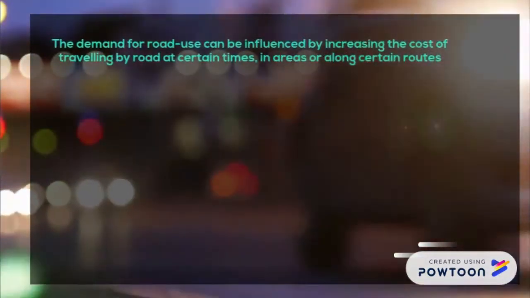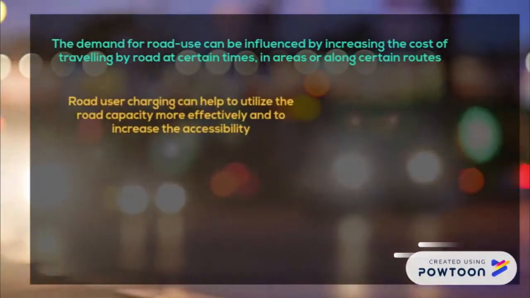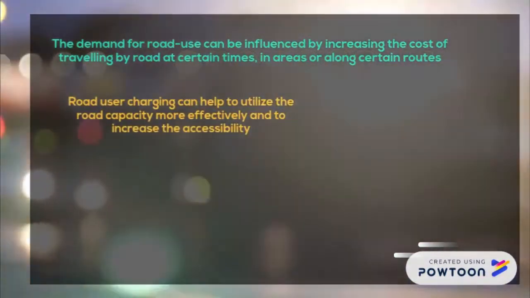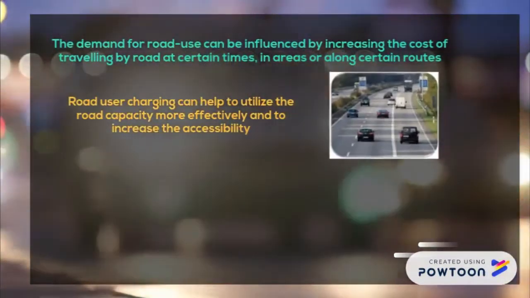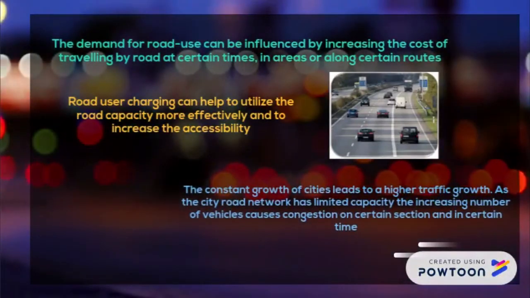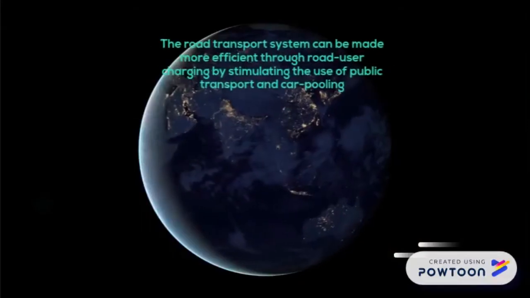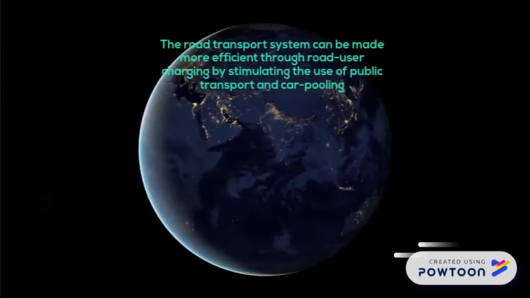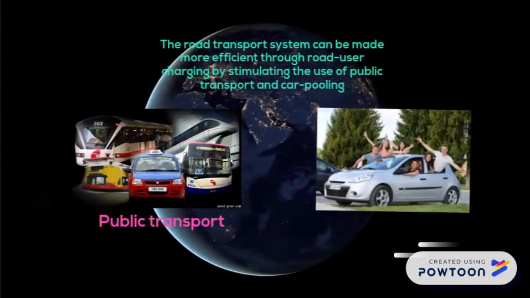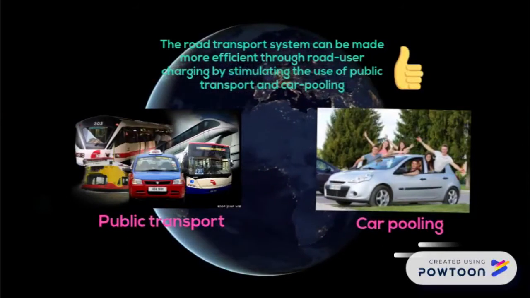It works by increasing the cost of traveling by road at certain times, in certain areas or along certain routes. Also, it helps to utilize the road capacity more effectively and to increase accessibility. As the city road network has limited capacity, the increasing number of vehicles causes congestion. The road transport system also can be made more efficient through road user charging by stimulating the use of public transport and carpooling. An example.